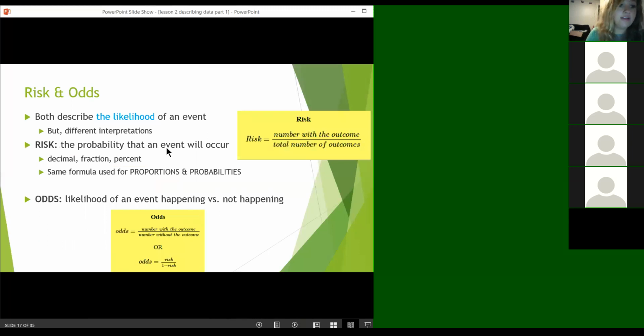Okay, risk and odds. These are commonly mixed up, so try to differentiate them, because they both describe the likelihood of an event happening. But risk is talking about the probability that it's going to occur, whereas odds has it in comparison to it not happening. So we're both talking about that event happening, but odds has that extra part versus it not happening. That's the difference between the two.